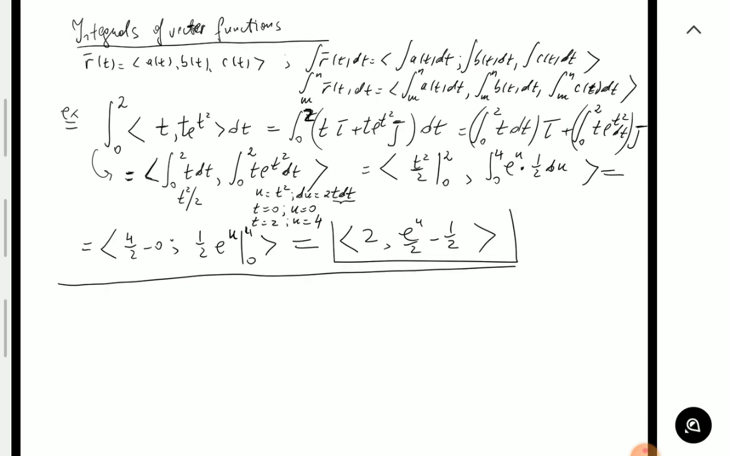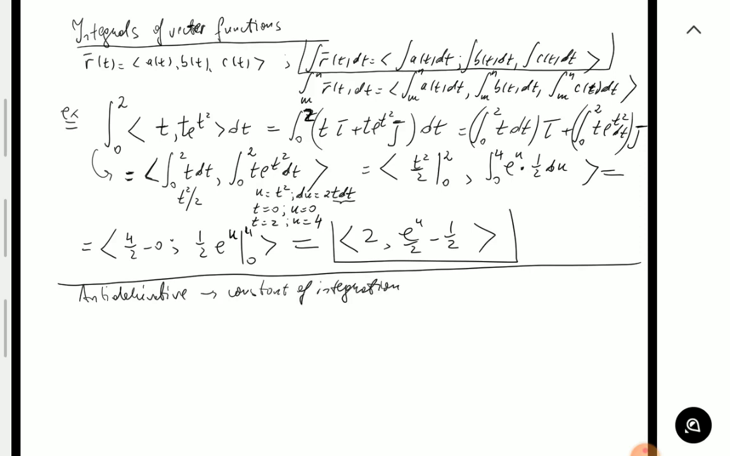Be aware that if you compute an antiderivative, in other words, an indefinite integral, you always have a constant of integration which is a vector. So for an antiderivative of a vector function, the constant of integration becomes a vector. So let's go through an example of this kind. Let's say I want to compute the integral of t, cosine of t. I don't specify any bounds.